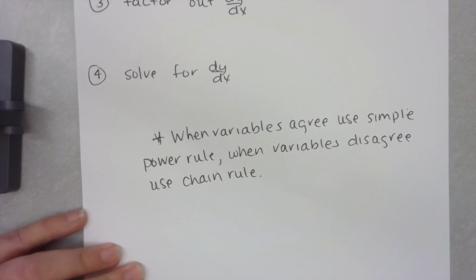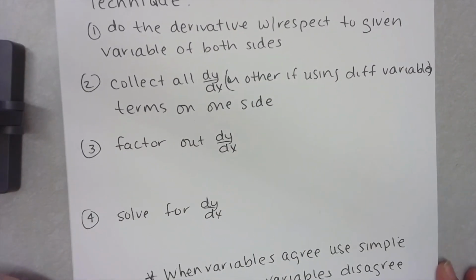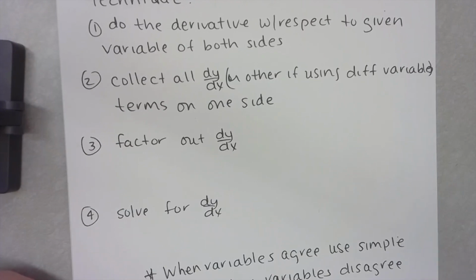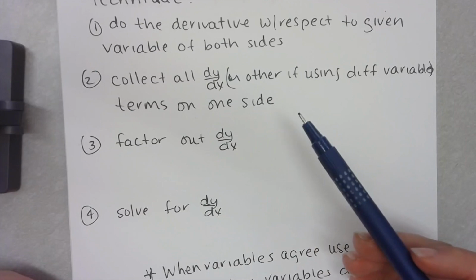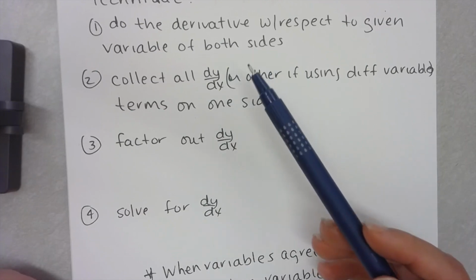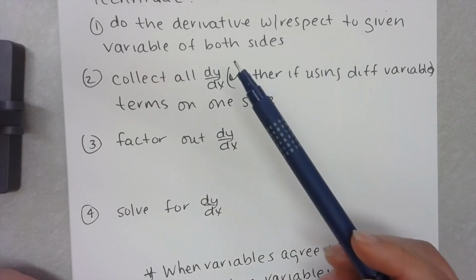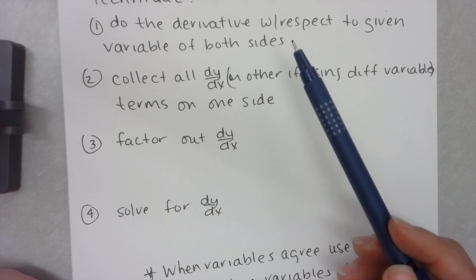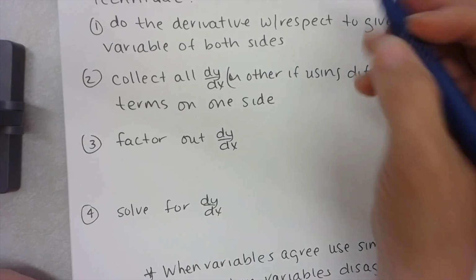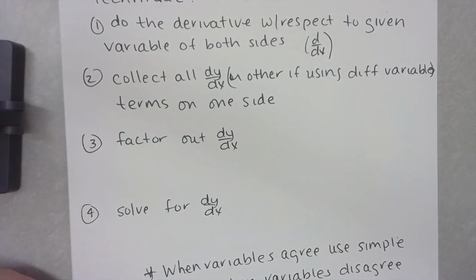So there's a technique. What we just did was the derivative of a couple of terms. When we want to find dy/dx for a given equation, this is kind of our step-by-step process. We do the derivative with respect to the given variable of both sides, right? It's usually x, so we are going to do the derivative with respect to x. Written, that would be d/dx of both sides.